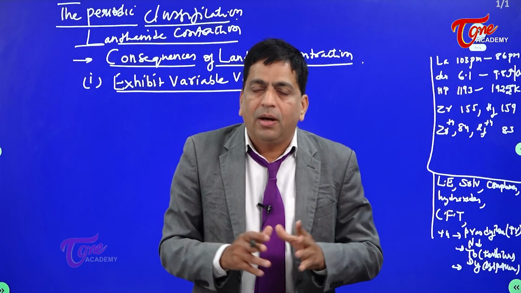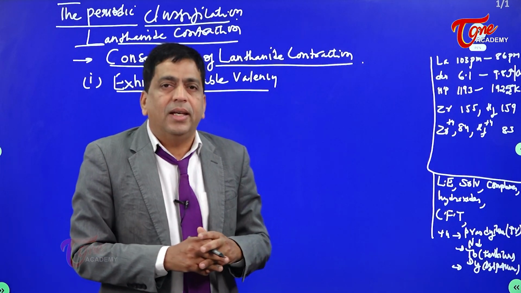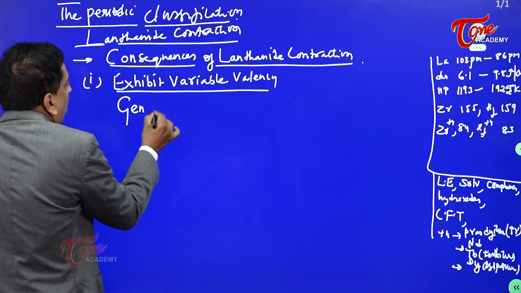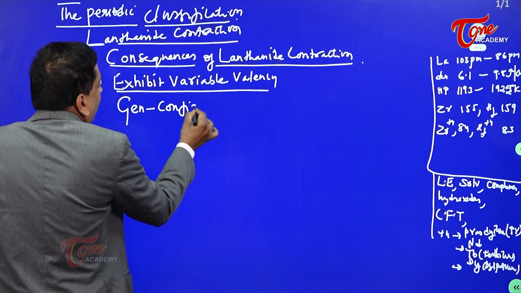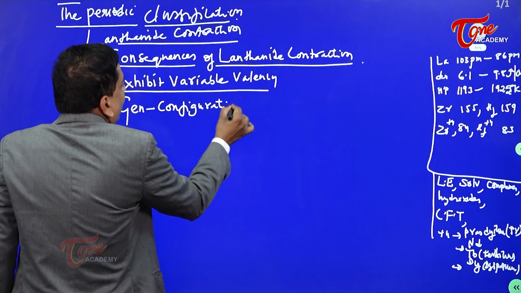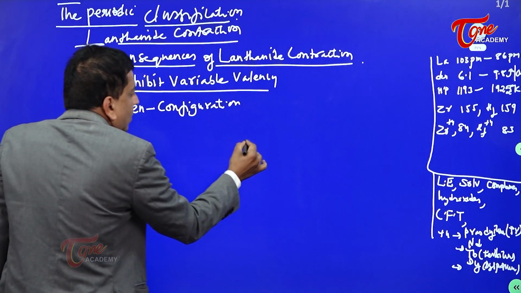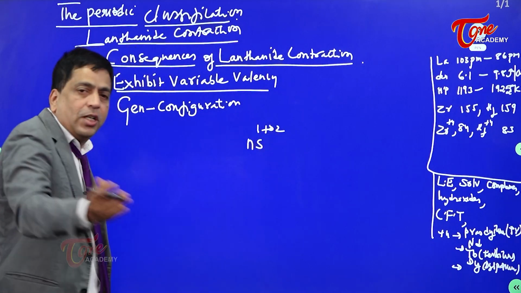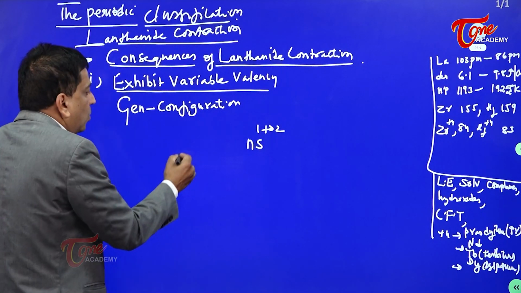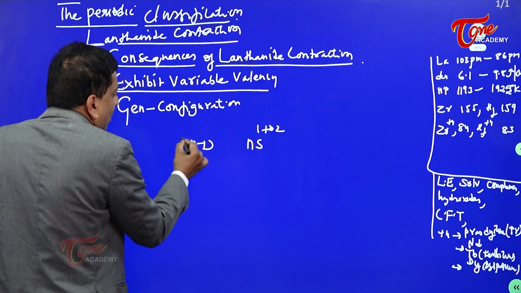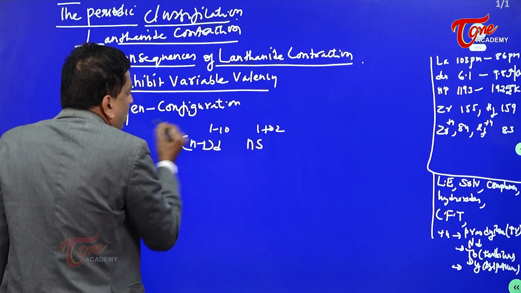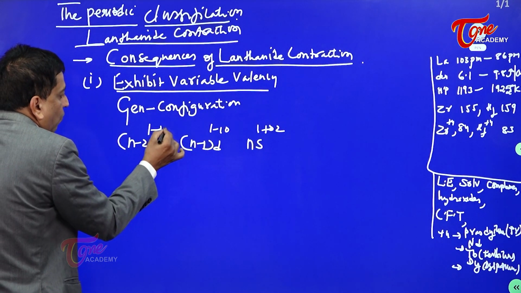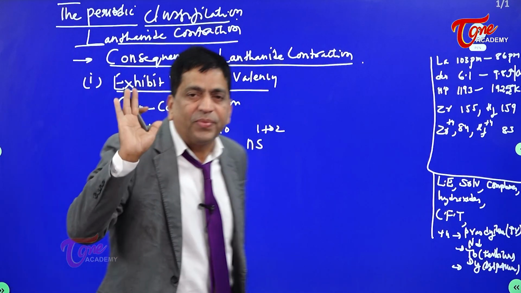Now remember, what is variable valency? If you look into the general configuration of lanthanides, it is somewhat like this. It is ns1 to 2. I draw the attention of everyone, please. And this is (n-1)d1 to 10. And this is (n-2)f1 to 14. This is the general configuration.